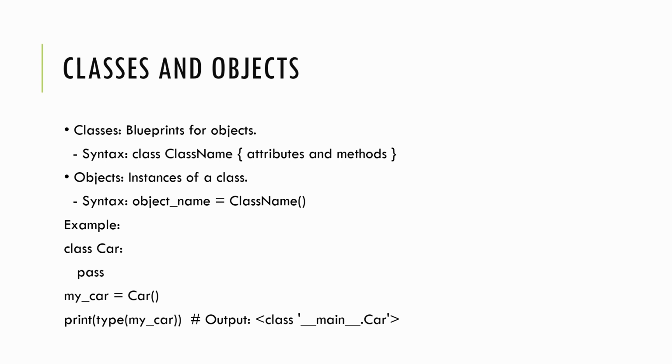Let's take a look at a simple example in Python. Here we have a car class, though it does not contain any functionality yet. We can create an object of this class by calling Car. Once the object is created, we can interact with it and assign values to its attributes or call its methods.